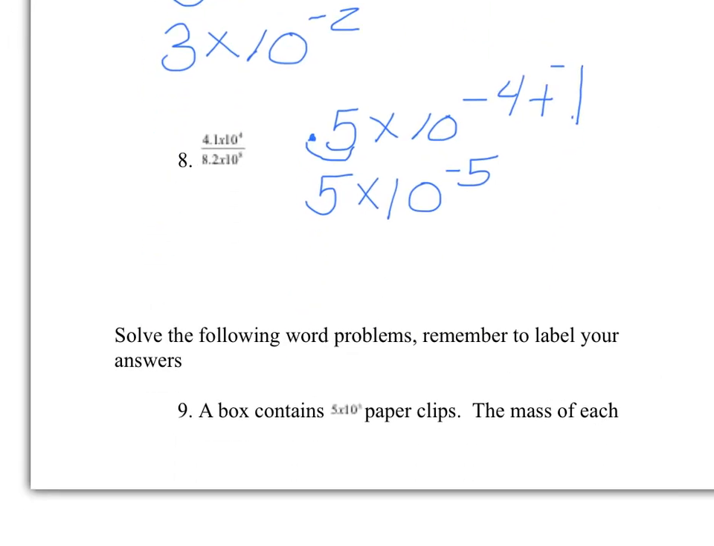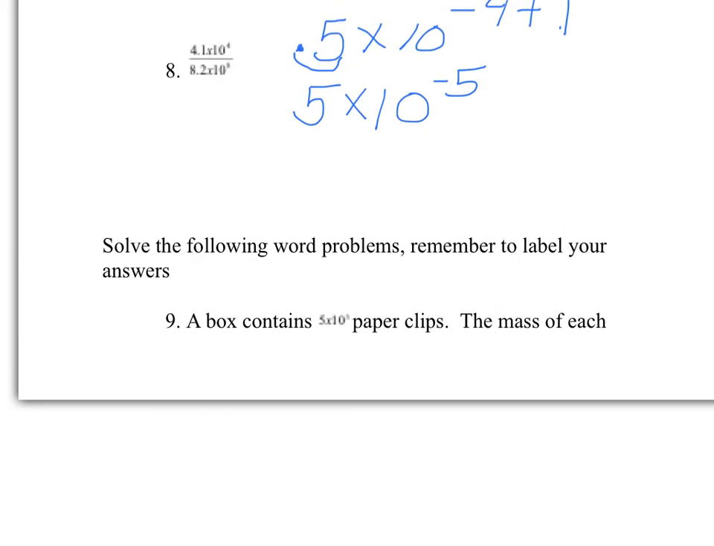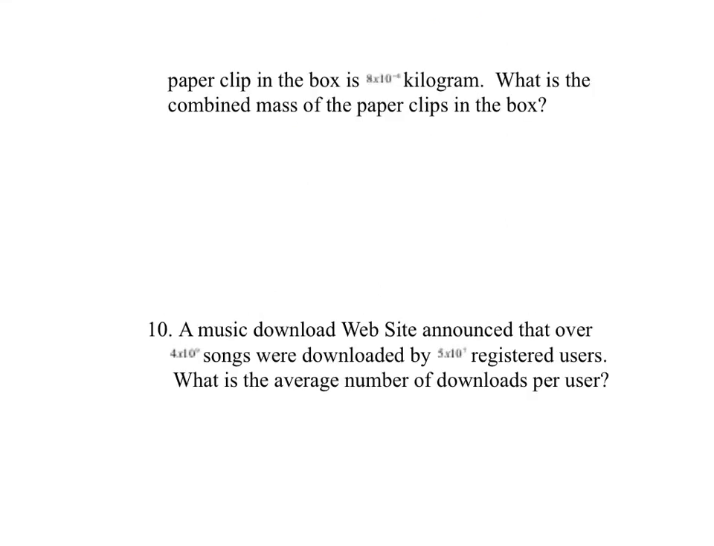The last two problems are word problems. And actually I got half of it on one slide and half of it on another. But we'll start. A box contains 5 times 10 to the 3rd paper clips. And it says that the mass of each paper clip in the box is 8 times 10 to the negative 4th. What is the combined mass? The word combined means to put together. So we're going to be multiplying these two numbers.